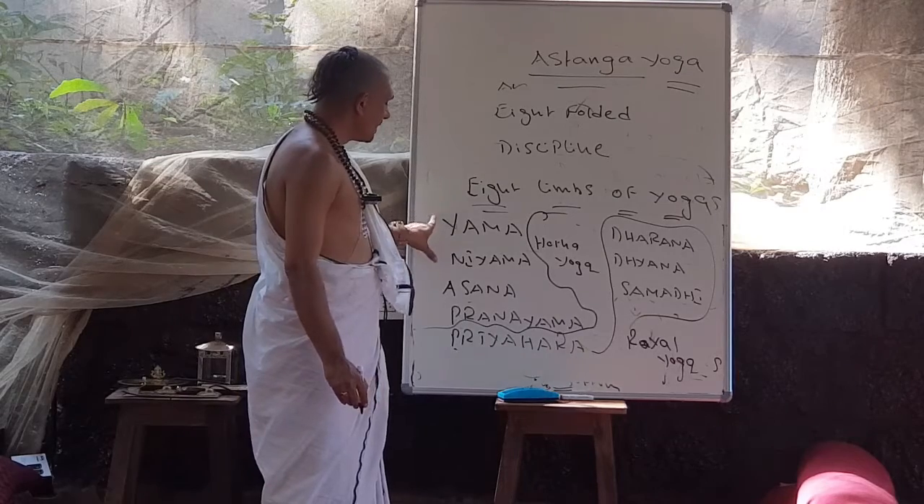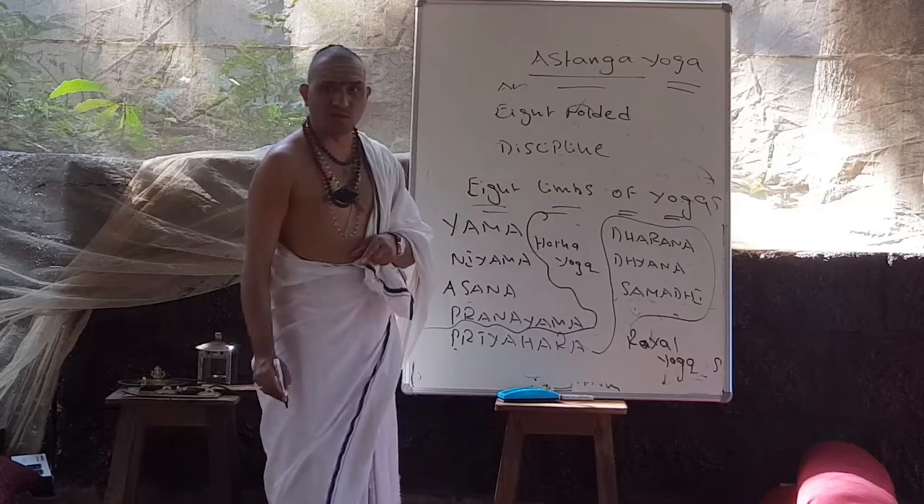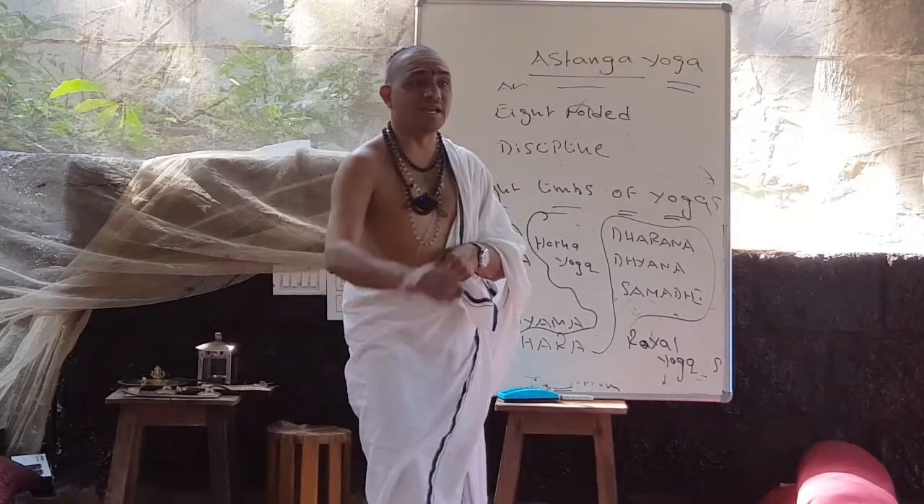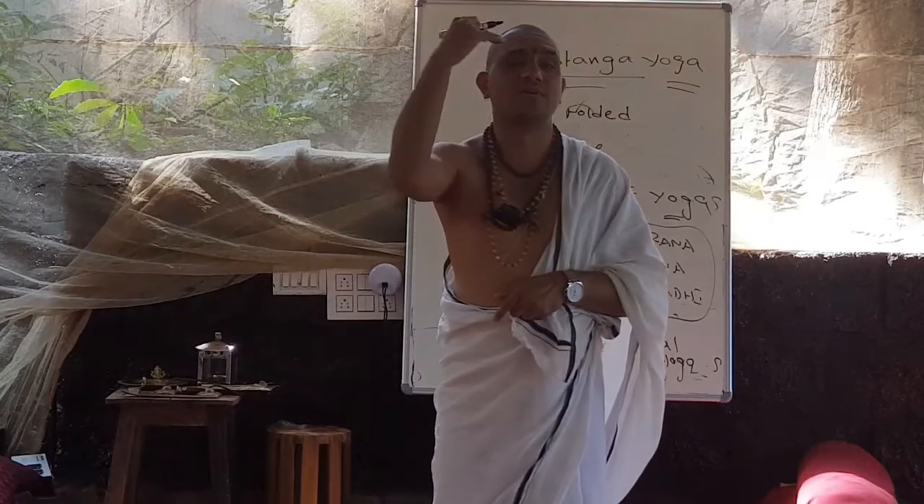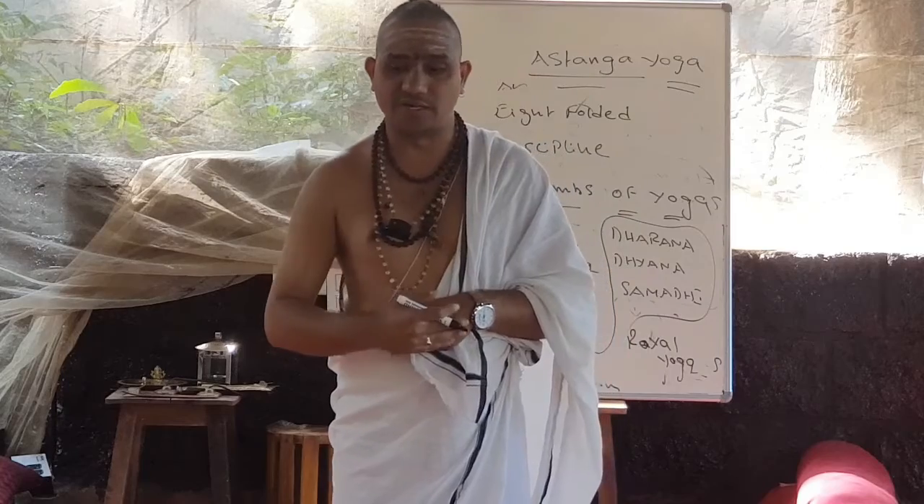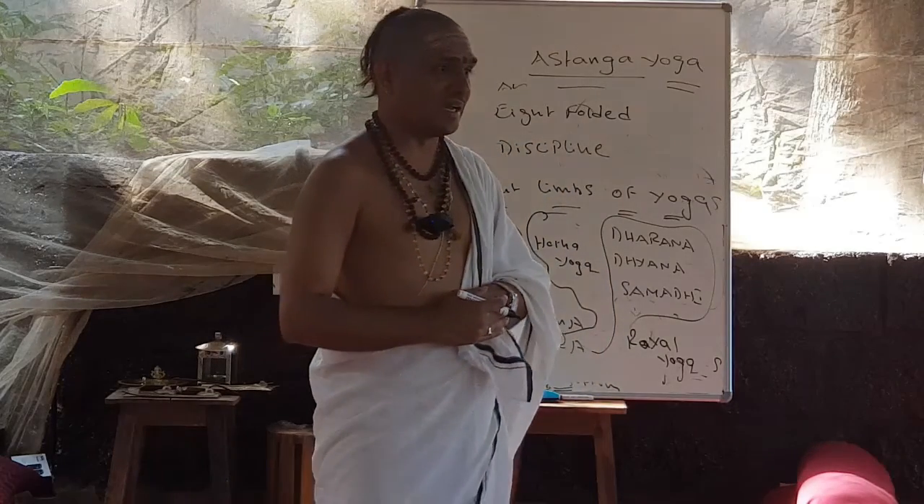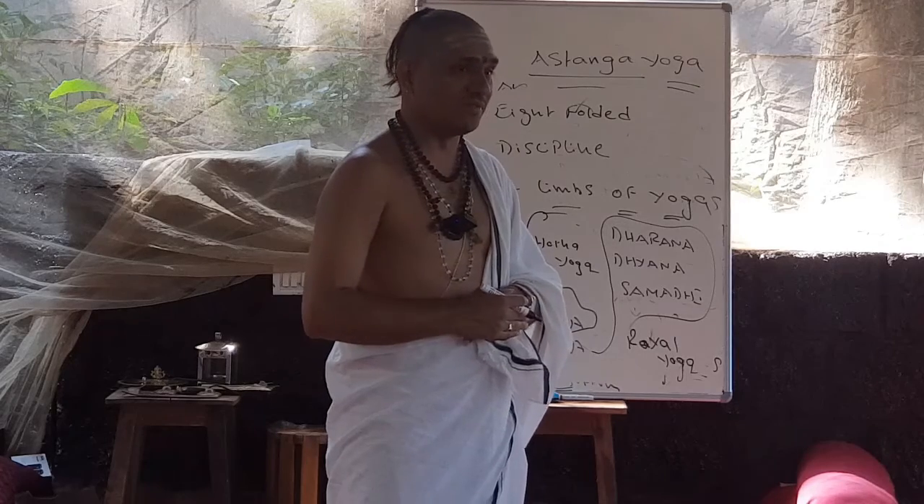The first 4 limbs, Yama, Niyama, Asana, Pranayama, you can also call them Bahiranga Yoga. That means our mind is still towards the external world. We are staying in an external world and trying to control our mind, and it is called external yoga. The mind is outward and inward both in the first 4 limbs.